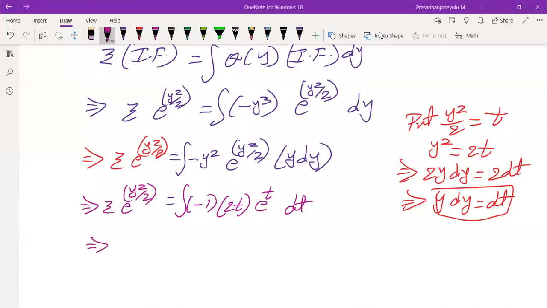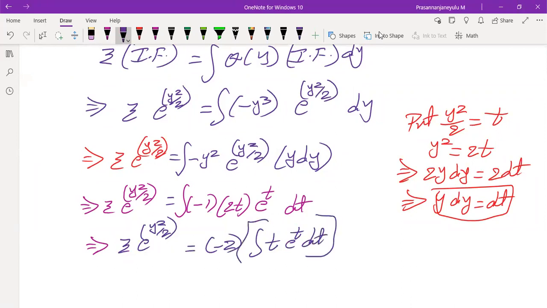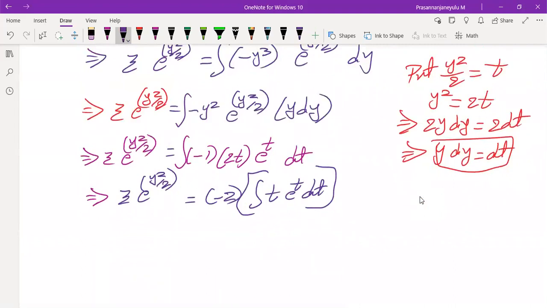Okay, now what is going to happen on the right hand side? So the left hand side will be the same. Exponential of y square by 2 is equals to minus 2, which is constant, times integration of t into e power t into dt. How to find the integration of t into e power t into dt? I think in the last class we discussed one problem, or you learned an intermediate formula. The formula is integration of x into e power x into dx equals to x into e power x minus e power x. Okay. So this is the thing.